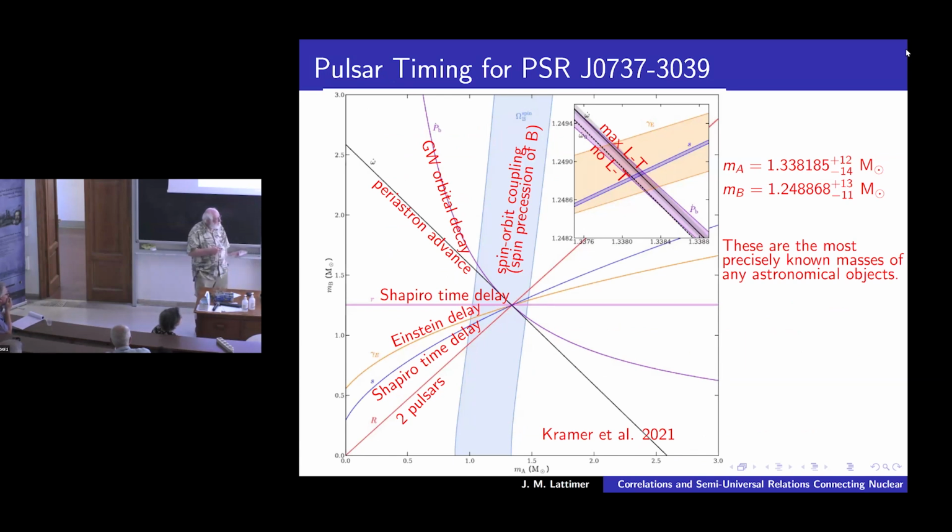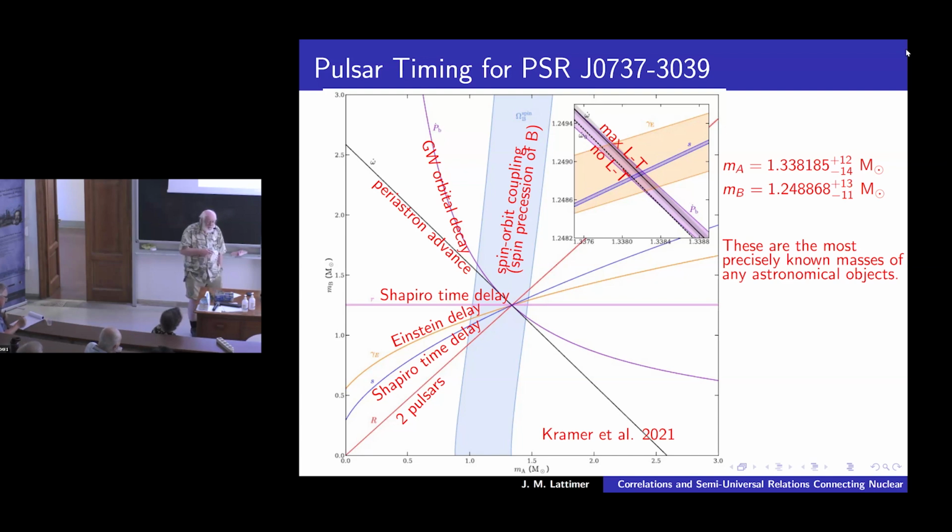So the binary pulsar J0737 is an example, the only known example of a pulsar that's in a binary with another pulsar. And as a result, there are several general relativistic tests that can be used to determine the masses of the components. So this is taken from a few years ago, and these different lines basically represent constraints on the masses coming from different general relativistic tests. For example, the Nobel Prize was awarded for the observation of gravitational orbital decay, and that pinpointed the masses of the two components to be along this line.